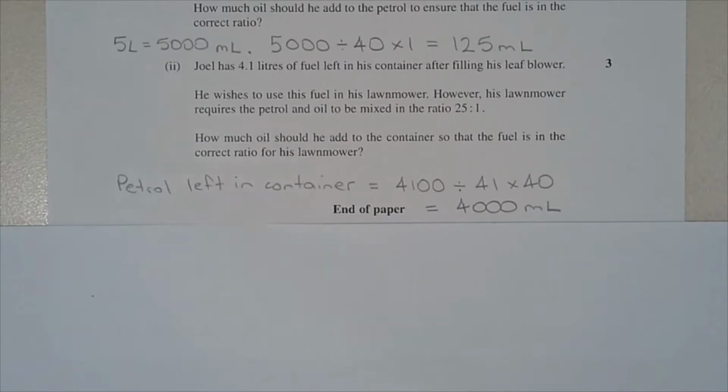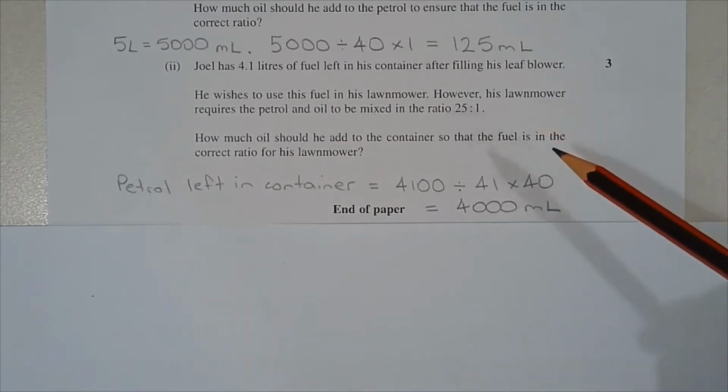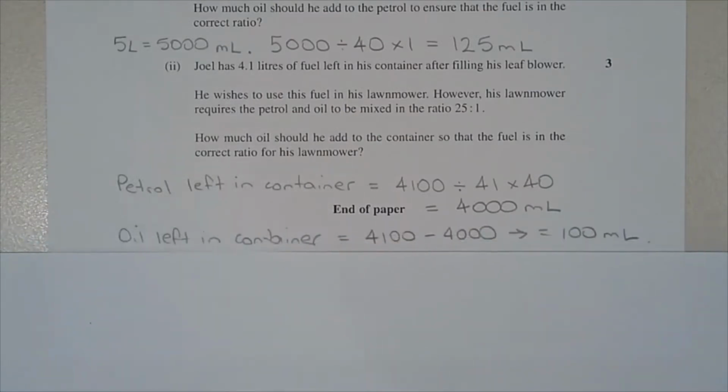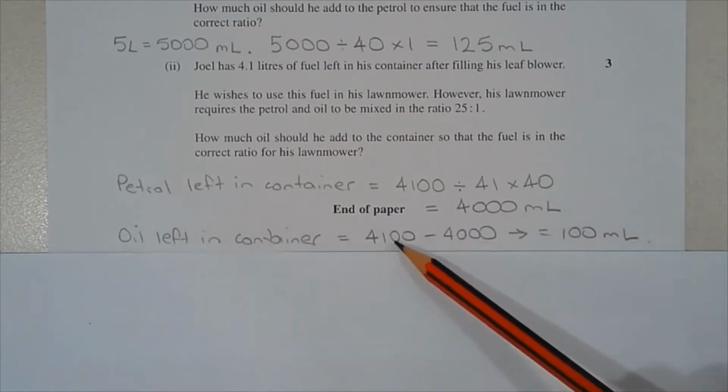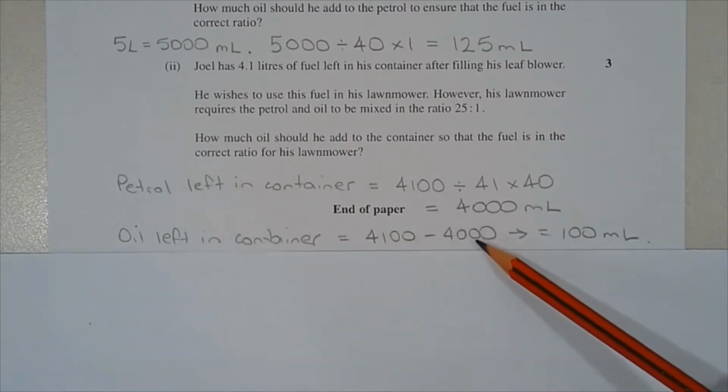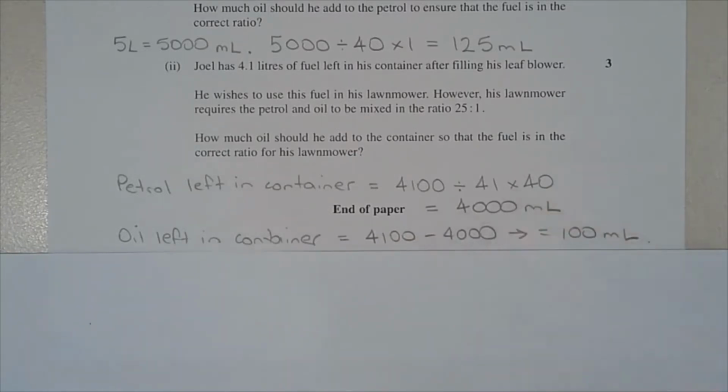Now remember that there's oil in the container as well. So if there's 4.1 litres of fuel, 4 litres or 4,000 millilitres is petrol, there must be 100 millilitres of oil in the container, which gives rise to this calculation. So oil left in the container is 4,100 millilitres, so that's the total amount of fuel, minus the amount of petrol that we just determined, and that gives us 100 millilitres of oil left.